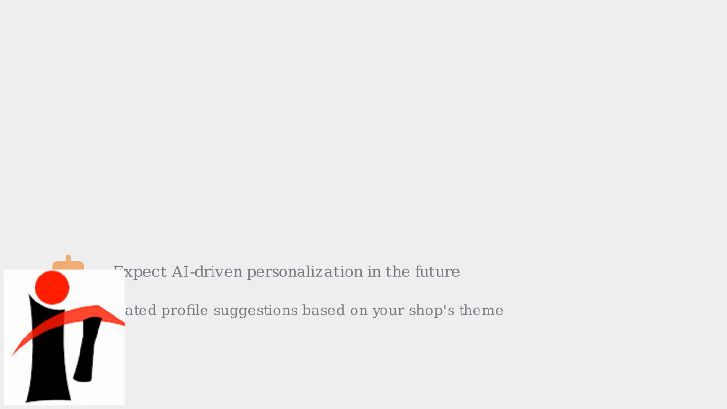Consider custom logos, photos of you at work, or team photos. Eco-conscious sellers might use nature-inspired images. Ensure the image looks good on mobile devices since many Etsy shoppers use the app. Expect AI-driven personalization in the future, such as auto-generated profile suggestions based on your shop's theme.